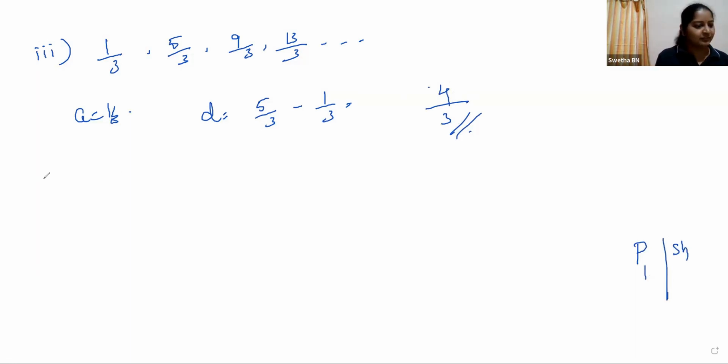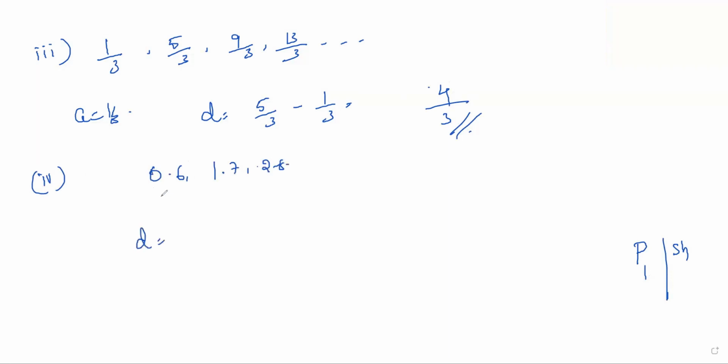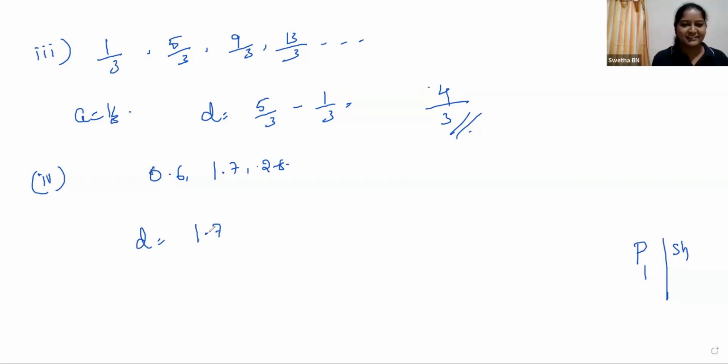Next question. Fourth one. Do it fast. 0.6, 1.7, 2.8. Tell me what is D? Ma'am, it is 1.1. Did you do the sum? Ma'am, yeah. Not 1.1. Shreya is right. It is 1.1.